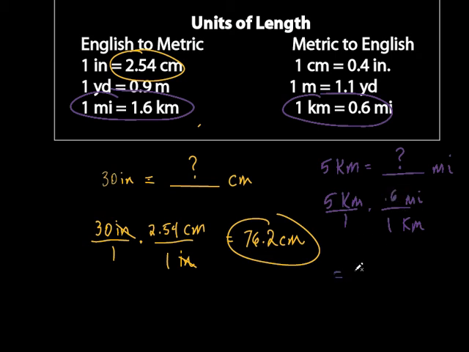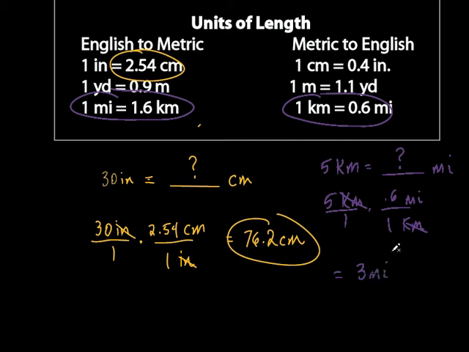And now I just multiply those together. The kilometers cancel out. The bottom is just all 1, so I don't have to divide. This is just multiplication. 5 times 0.6. Well, look, we could probably do that in our head, couldn't we? 5 times 6 is 30, but then you move your decimal, and that would just be 3. So it's about 3 miles.